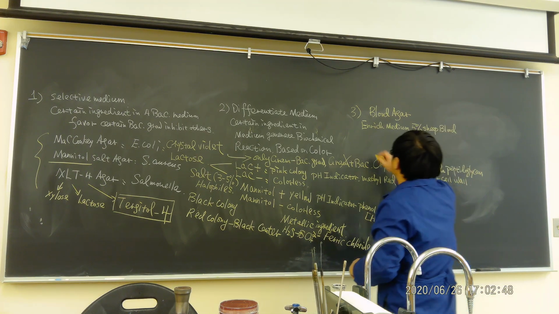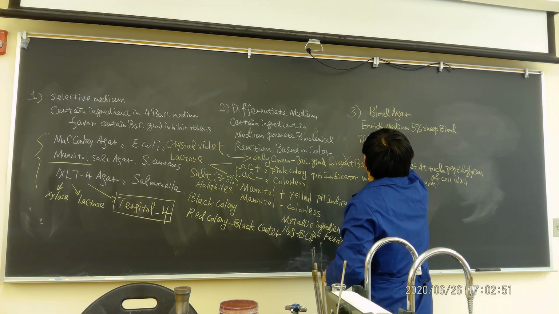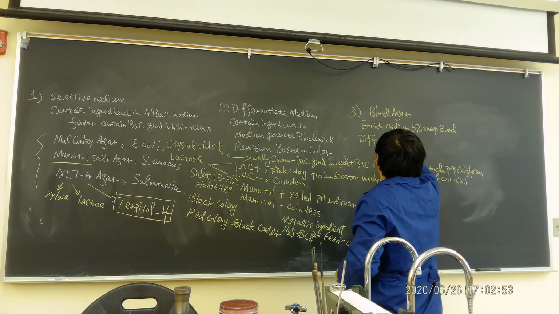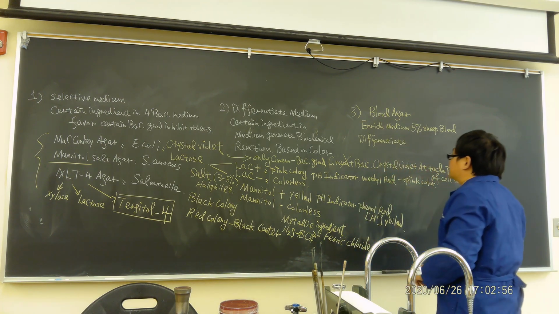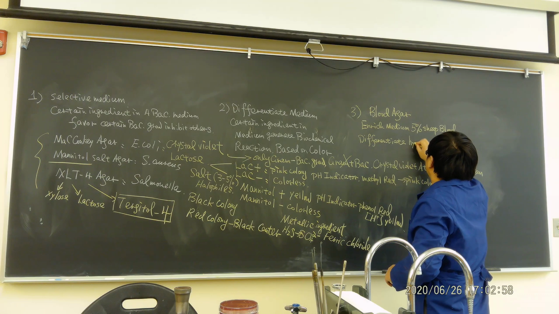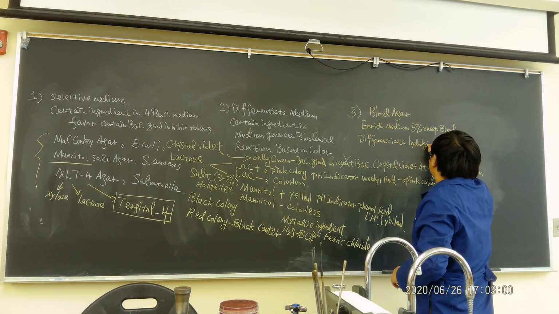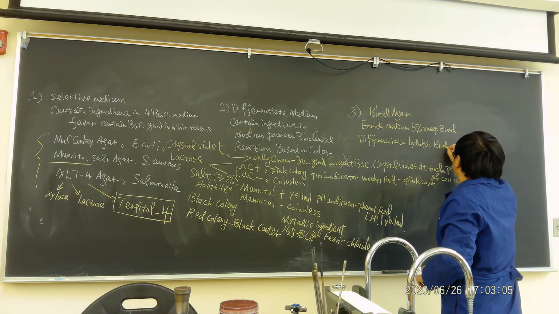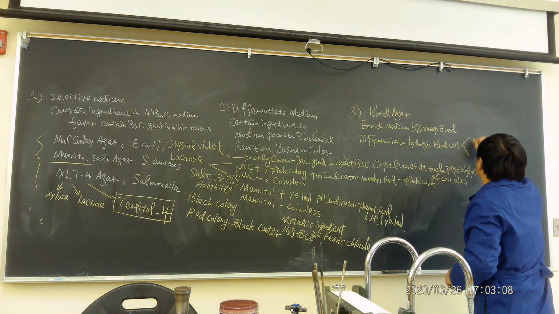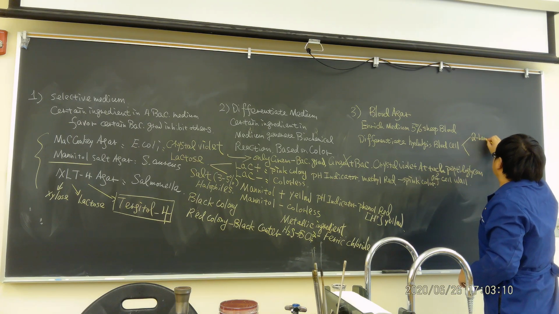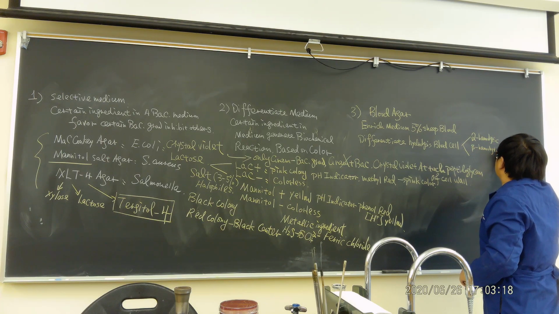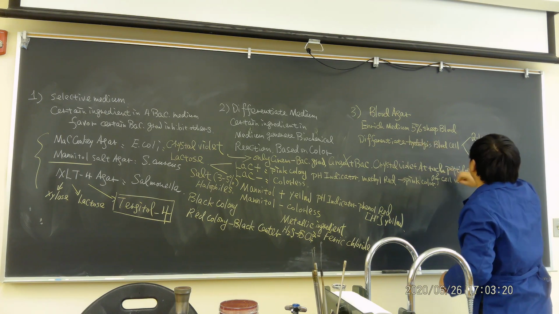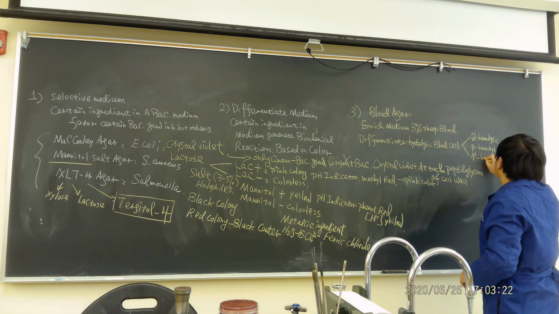But I also tell you this is a differentiated media. Why? Because based on whether it lyses the blood cell, it can be differentiated into alpha hemolytic, beta hemolytic, and gamma hemolytic.